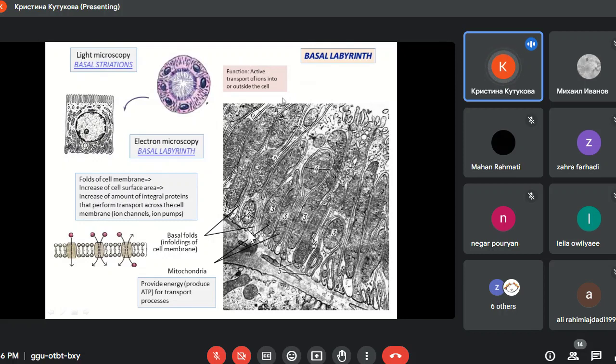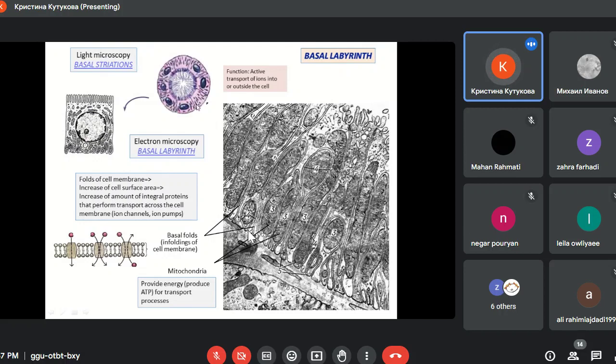The function of this specialization basal labyrinth is active transport of ions from cell to the underlying tissue or into the cell. This is how it looks like in electron microscopy pictures, and if we use light microscopy, this specific structure will look like basal striations. Striations means, like you can see, some lines.